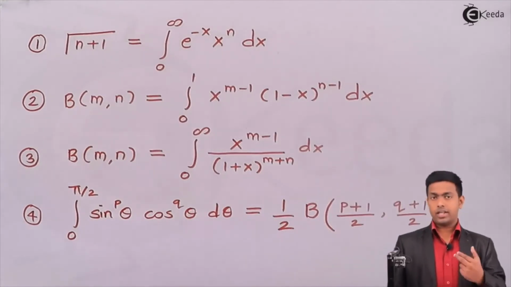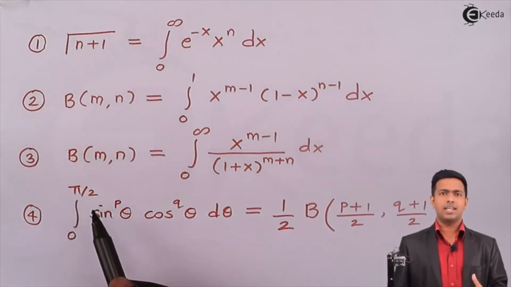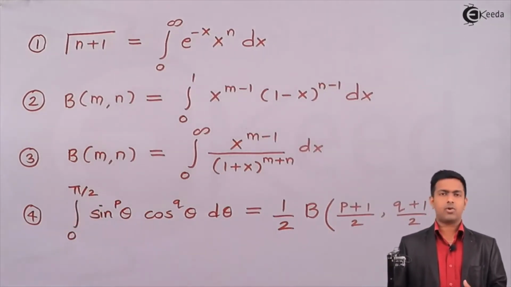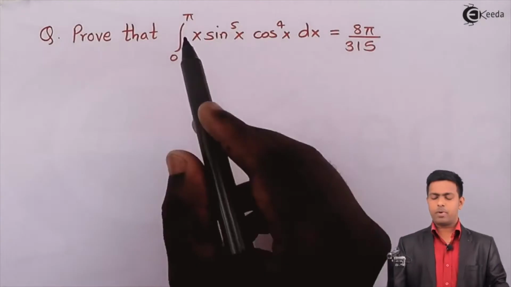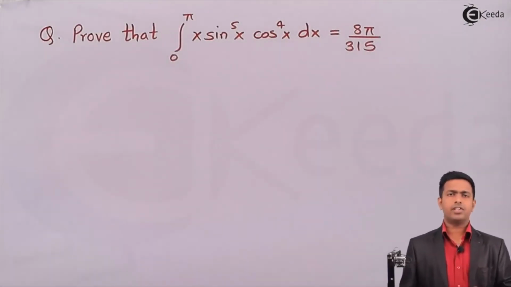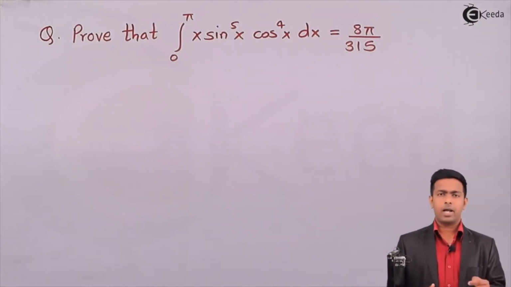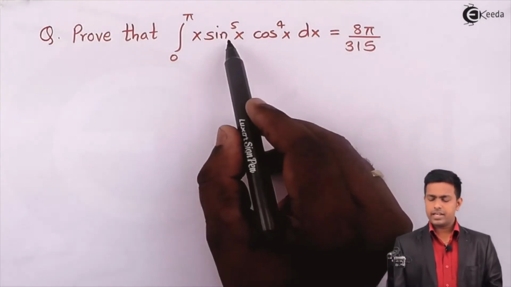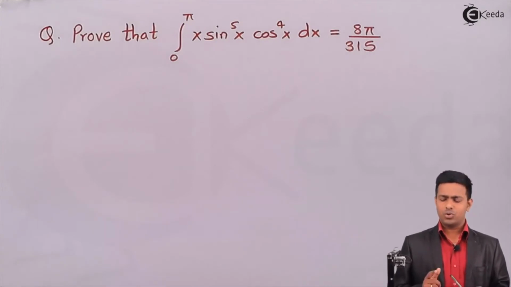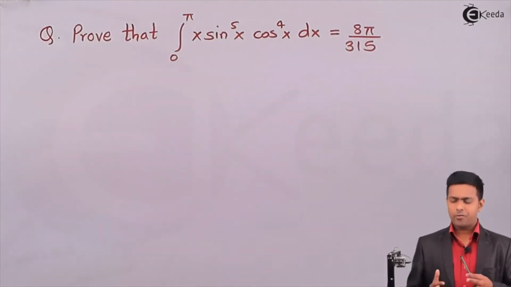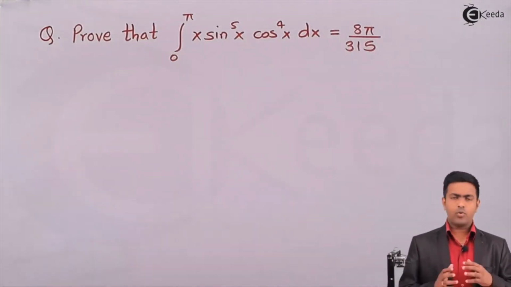If I want to solve this numerical with the definition of beta function, then I should bring 0 to pi by 2 as the limit and sin^p theta cos^q theta as the function. Now in our case we have a limit from 0 to pi, so we cannot apply that definition of beta function. First of all we need to bring it to 0 to pi by 2. The other thing is, with sine and cos we have one algebraic term, that is x, but as per the definition we don't want this x either, so I have to find some way to remove this x.